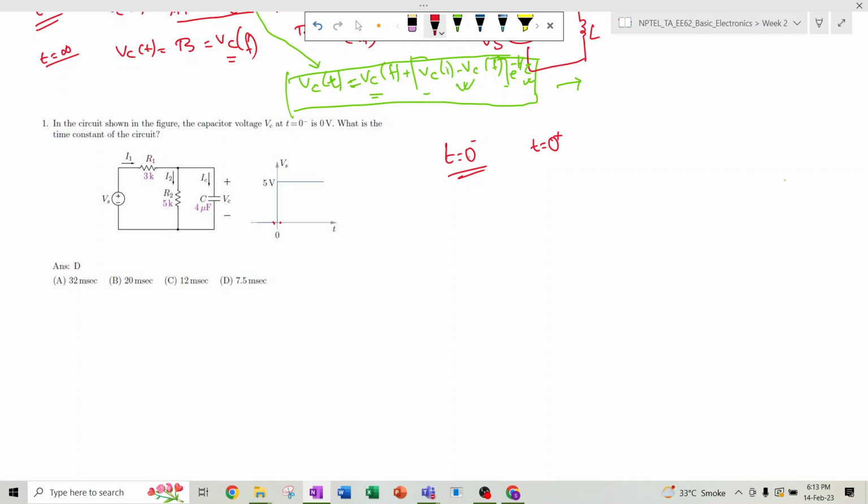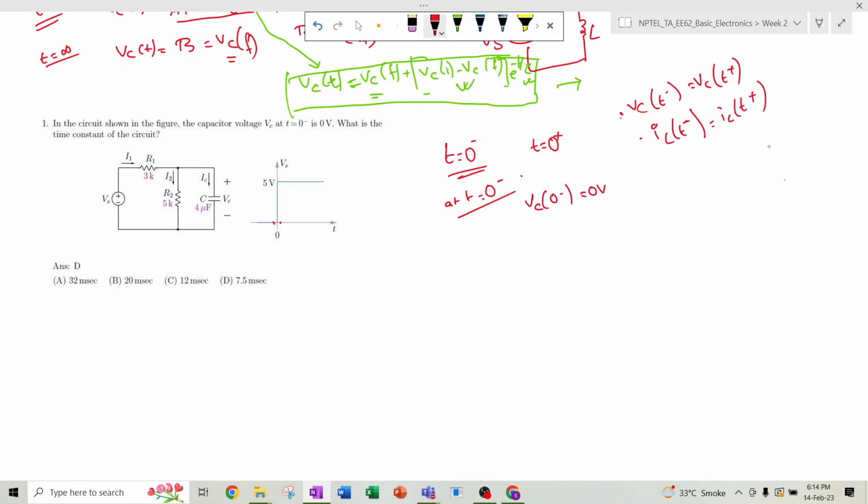So at time t equal to 0 minus, Vc 0 minus, that value is 0 volt. Remember always one thing, that there should not be any abrupt change of voltage across any capacitor. That means Vc t minus should always be equal to Vc t plus. It is applicable for a capacitor, and similarly for an inductor there should not be any abrupt change of current.